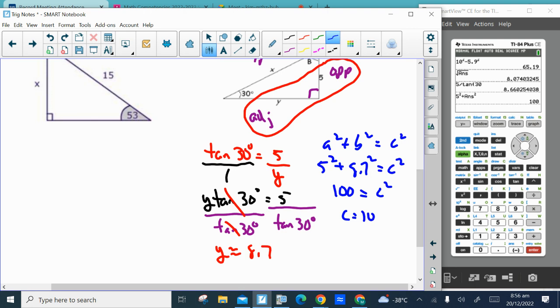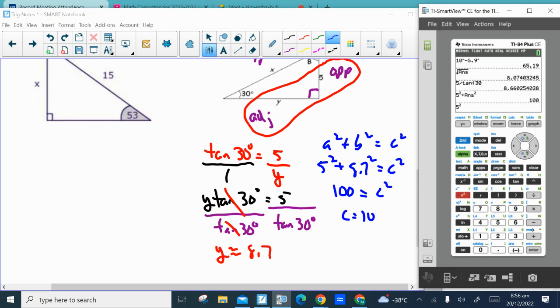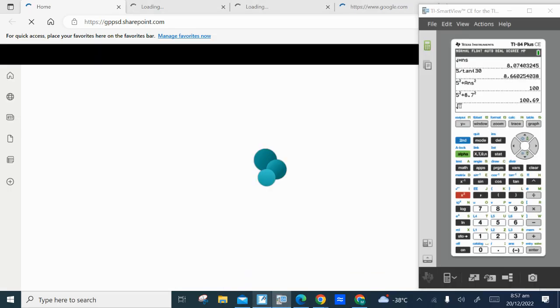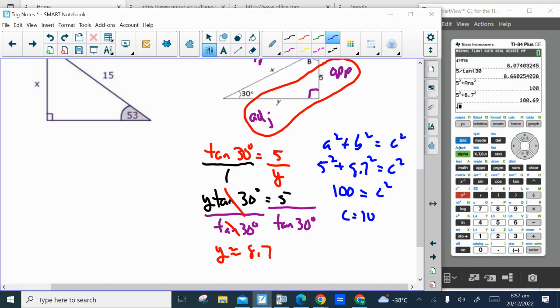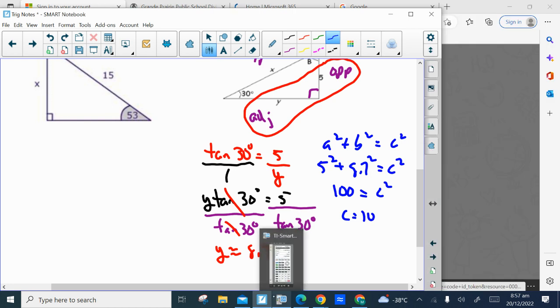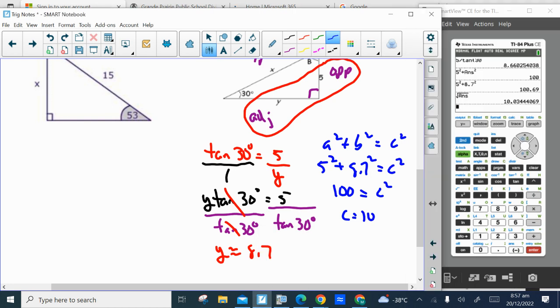So if you just use the 8.7, 5 squared plus 8.7 squared, you definitely won't get exactly 100. When you take the square root and rounded it, you would get 10. But sometimes it will make a difference, as I've said over and over again.